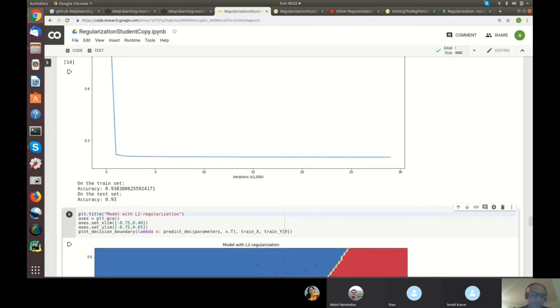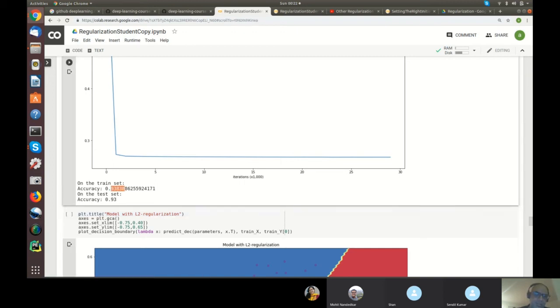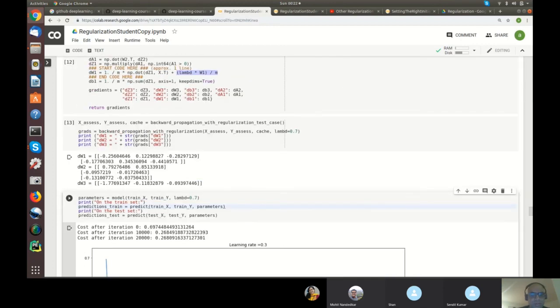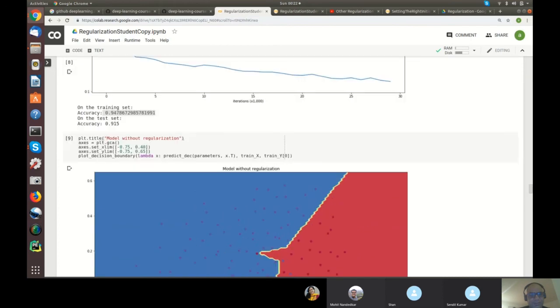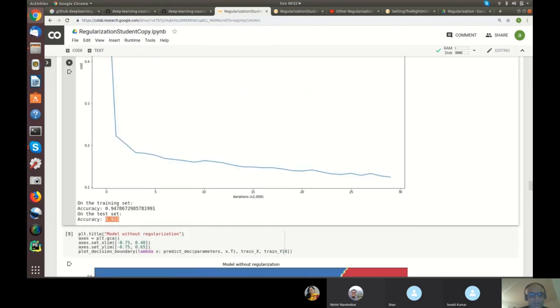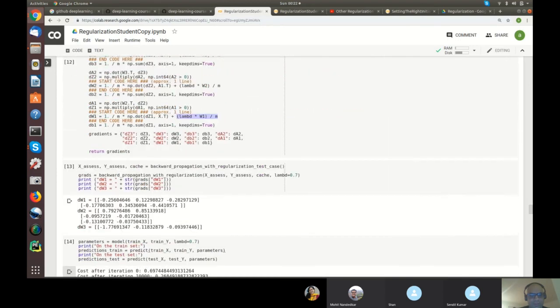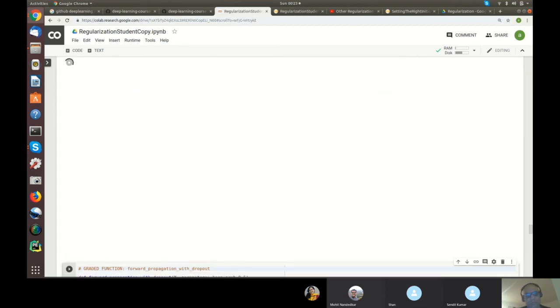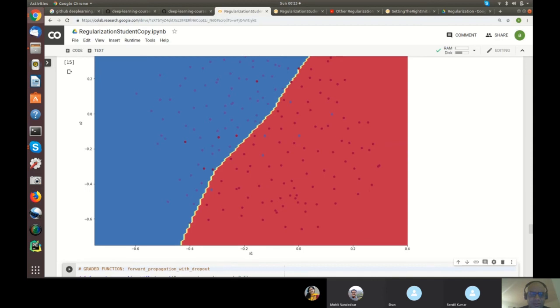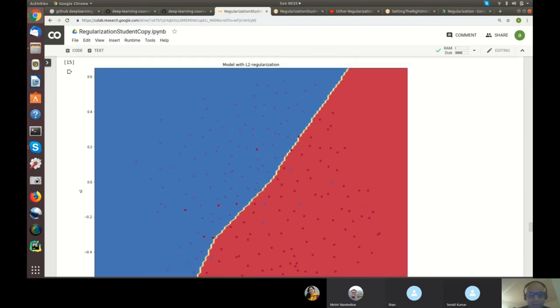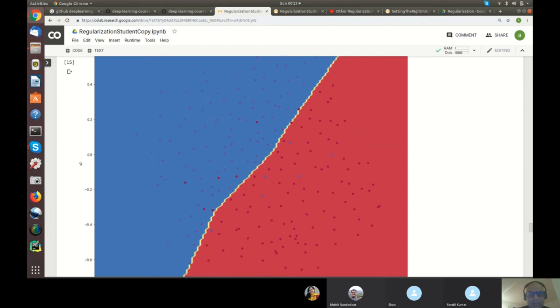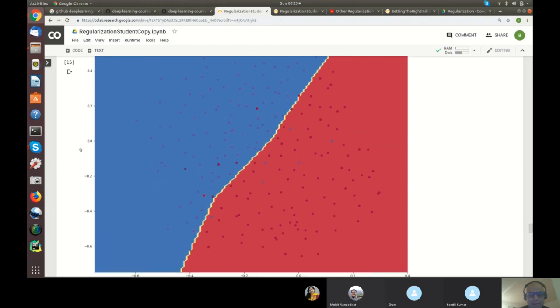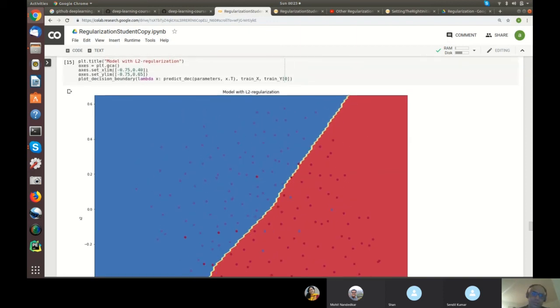In terms of accuracy, now the test is 0.93, train is 0.938. Before, it was 0.91 on test. So the accuracy has improved on the test data. Let's look at what the decision boundary looks like. This is what we would expect. More or less a straight line, some tiny curves. So this is a much better model.